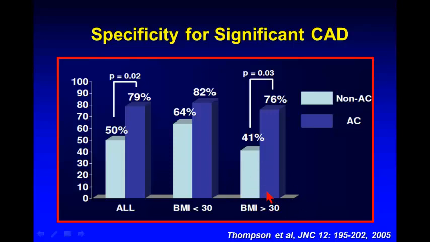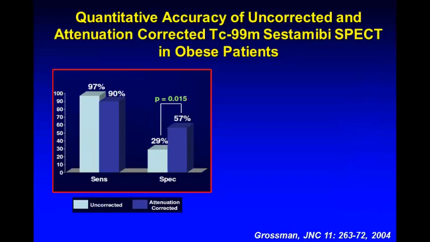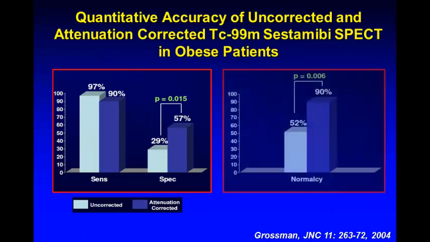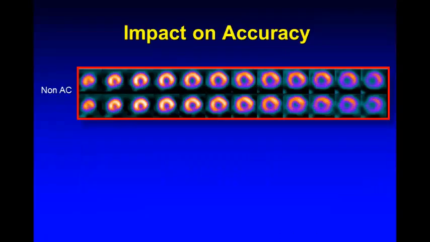And I can tell you in our lab, we don't see a lot of BMI less than 30. Our median BMI in our PET lab is actually 33 kilograms per meter squared. So this is a real issue in our practice here. Slides are not moving, okay. So you can see here that in obese patients, the normalcy rate is going to increase all the way up to almost 90%.